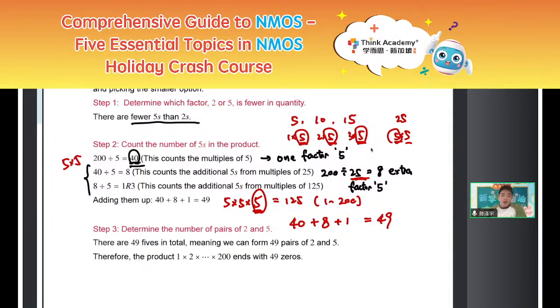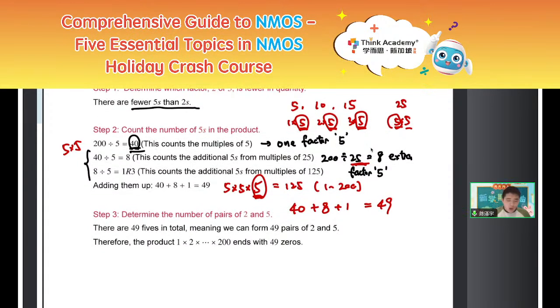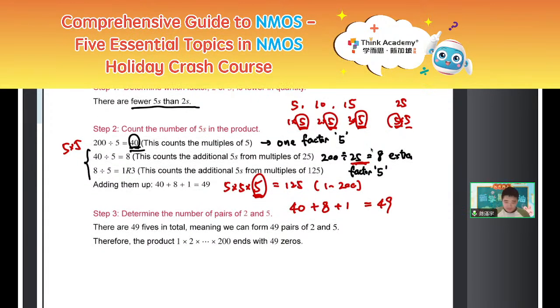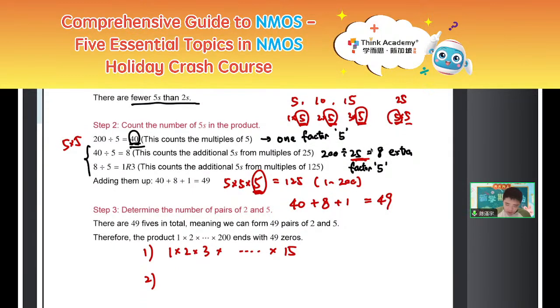Okay. Now, if you think you are cooked, guys, do a simpler version of this. The simpler version would be, you start with question 1: how many zeros would you get at the back of 1 times 2 times 3 all the way to 15? All right, this is question 1. And then the second simpler version would be 1 times 2 times 3 all the way to 25. How many zeros at the back of these numbers?